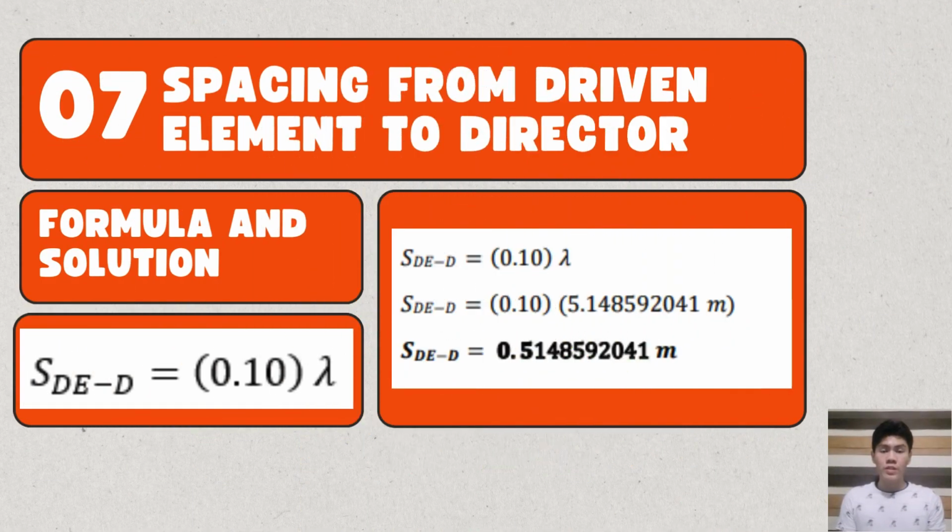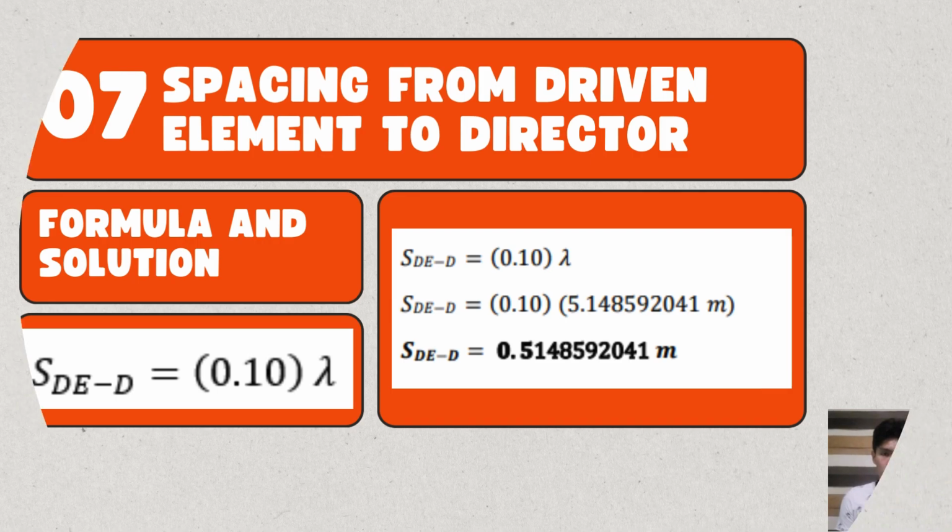Moving on to spacing from driven element to director. The formula is 0.10 multiplied to wavelength. So we have 0.10 multiplied by 5.148592041 meters. The answer is 0.5148592041 meters.